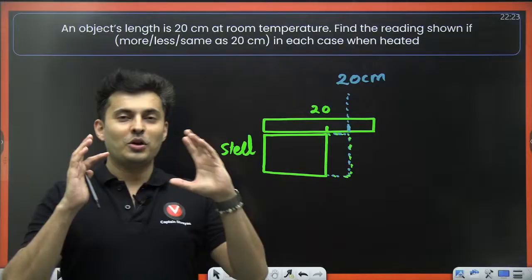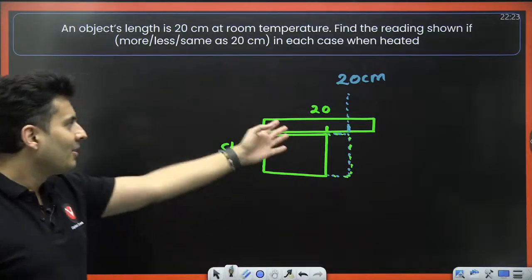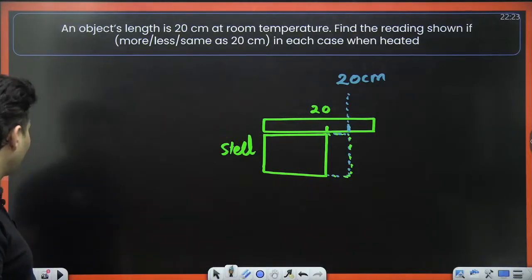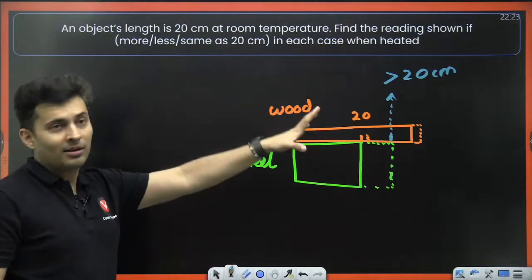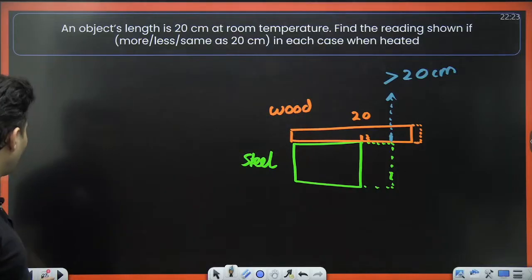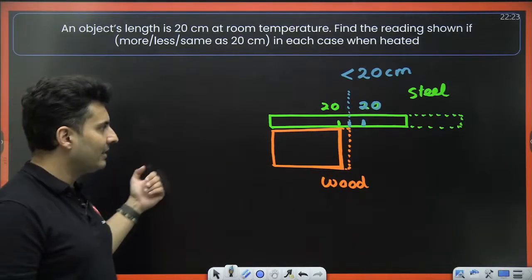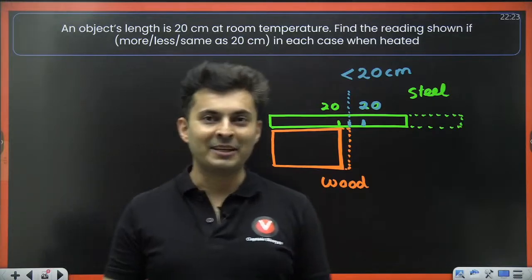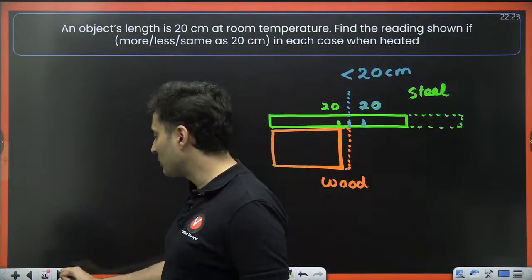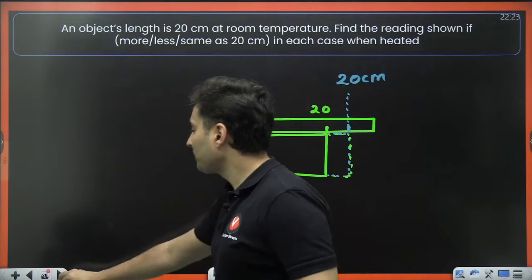So this is the concept of apparent expansion. Here we saw no apparent expansion. Here we saw more than what you got. And here we saw less than the original value. So a beautiful conceptual question can come in NEET.